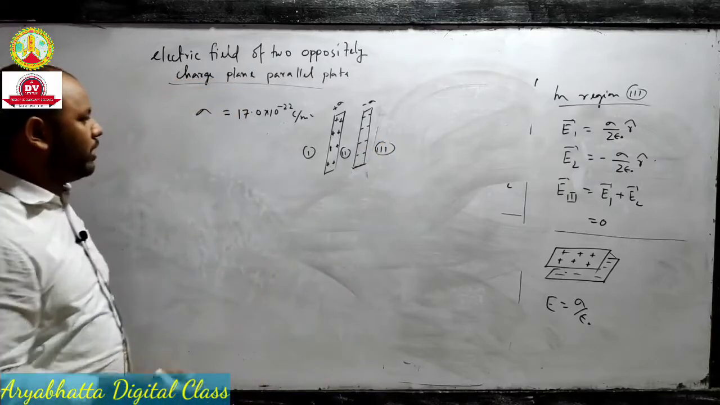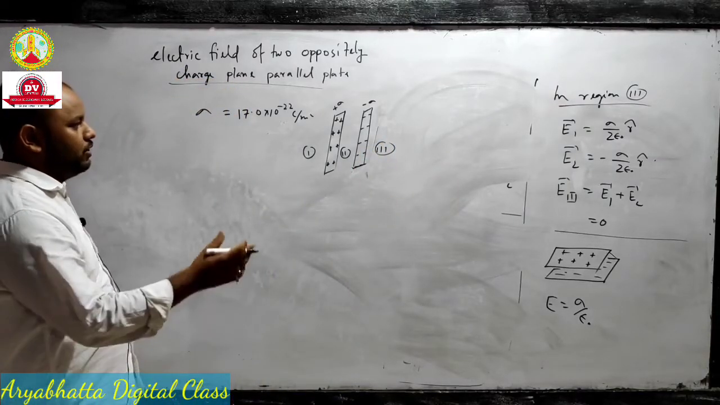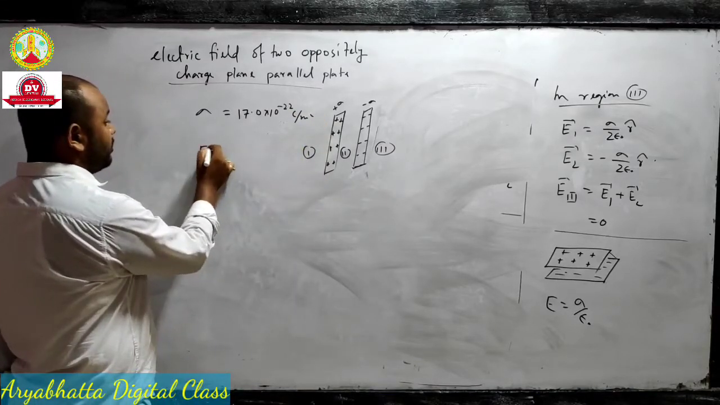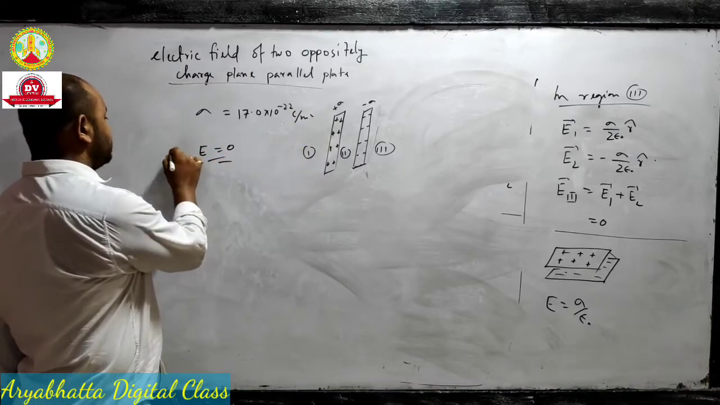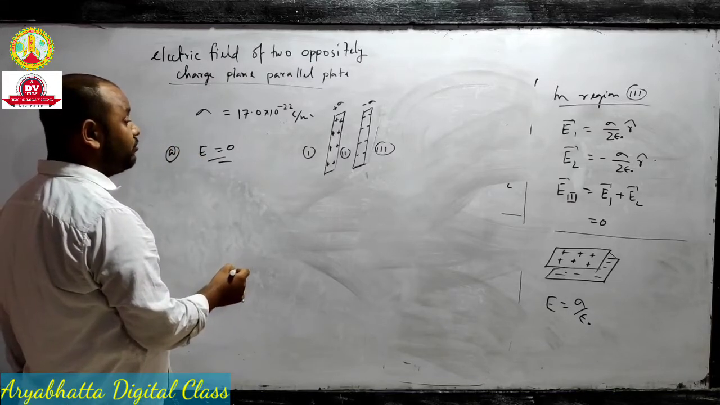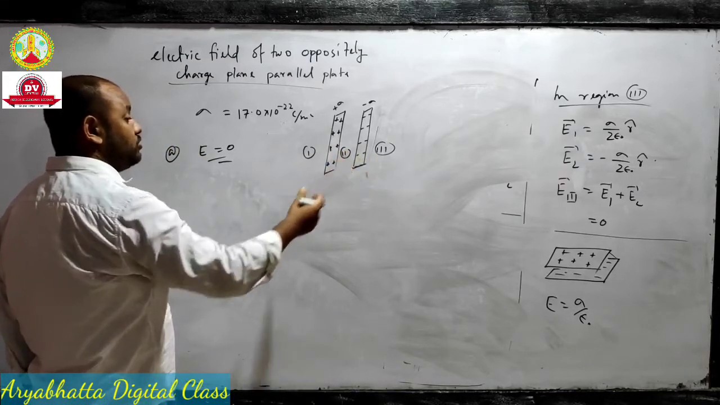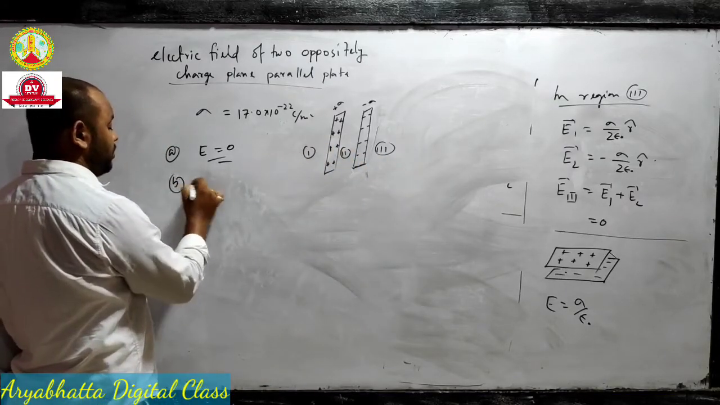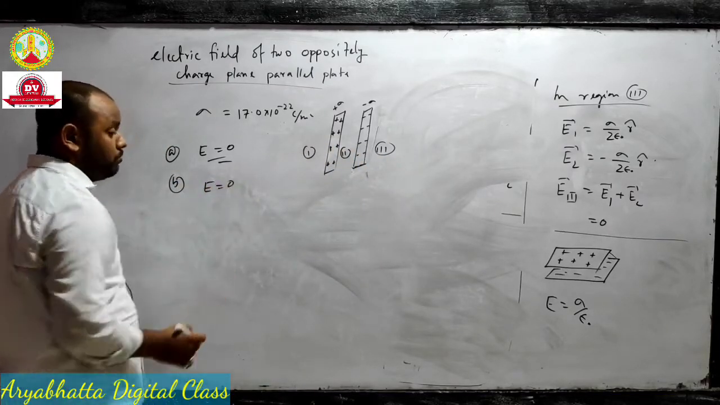The question number 1 is, what is the value of electric field to the left of the first plate? So the electric field in region 1 is 0. That is the answer to A. And what is the value of electric field outside the second plate, that means region 3? In this region also, the answer to B is 0.